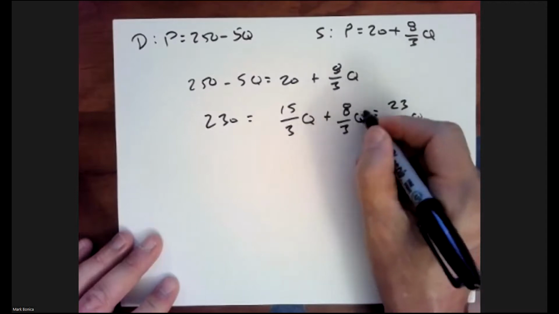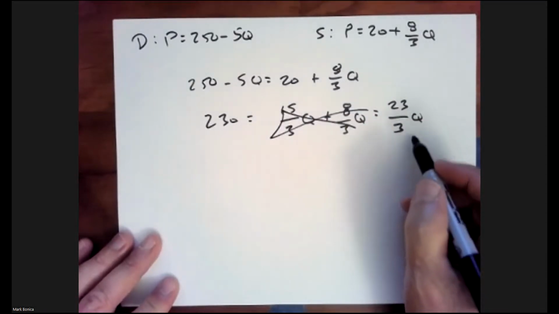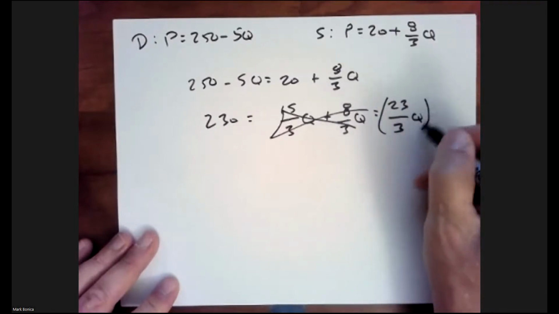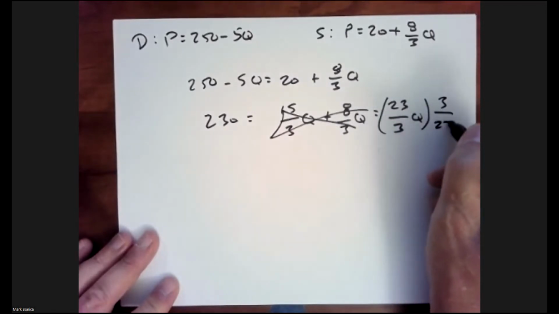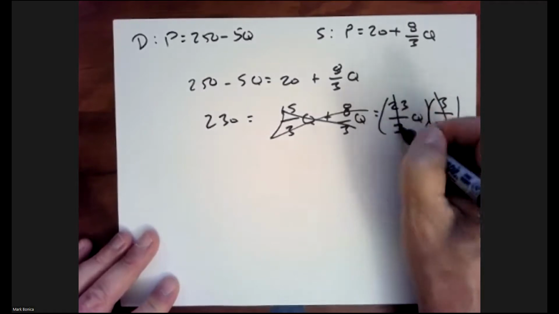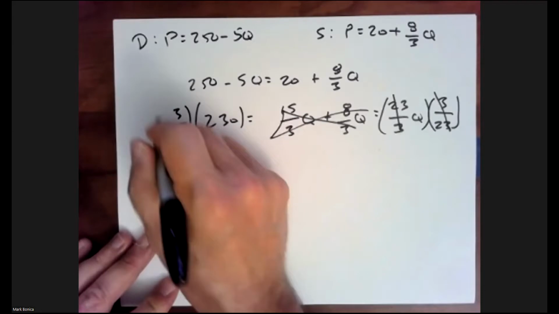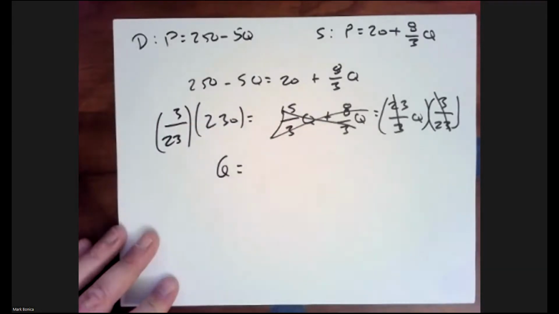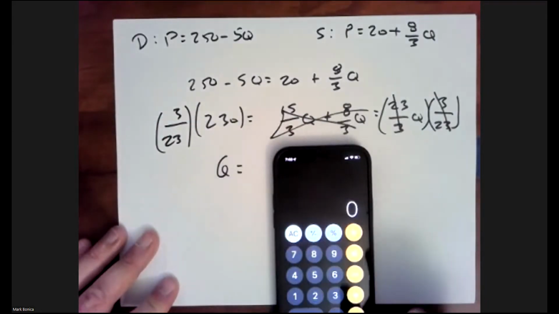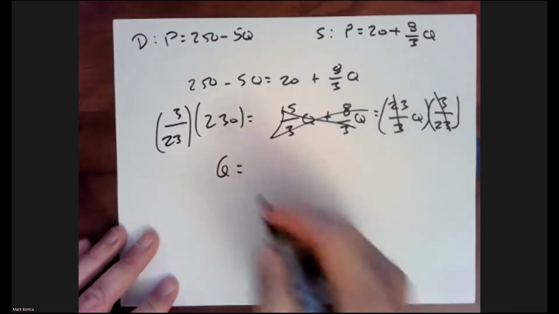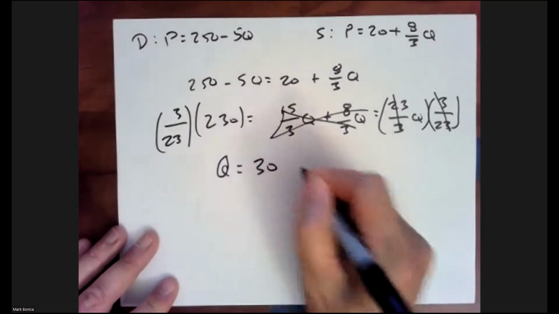23/3 Q. So we can just cross that out, right? So now I've got 230 equals 23 over 3 Q times 3 over 23. So we can cancel out that times 3 over 23. And we get Q is equal to 3 times 230, 690 divided by 23. So Q is equal to 30.